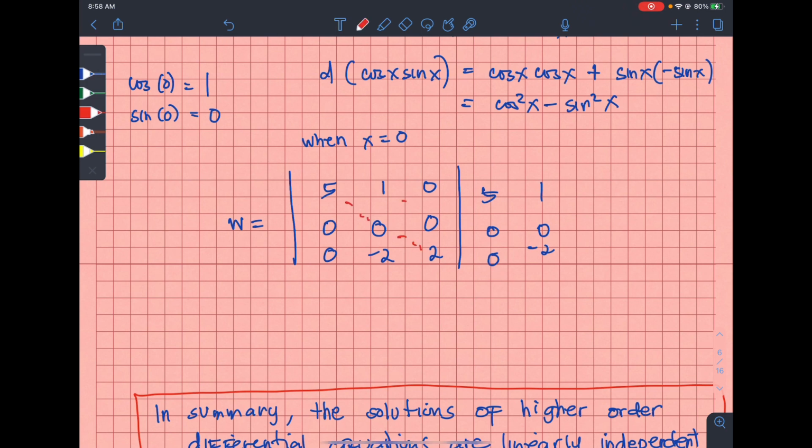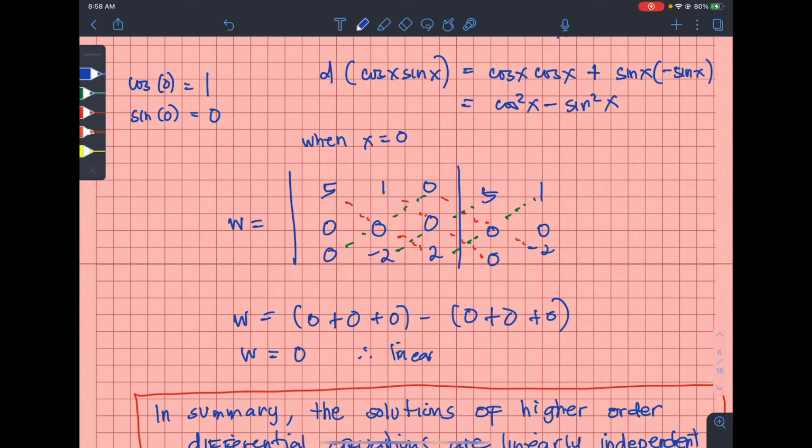And downward, upward. So W would be: 5, 0, 2, 0. 1, 0, 0, 0. 0, 0, negative 2, 0. Minus 0, 0, 0, 0. Negative 2, 0, 5, 0. 2, 0, 1, 0. So therefore it is 0, linearly dependent, and not a solution.